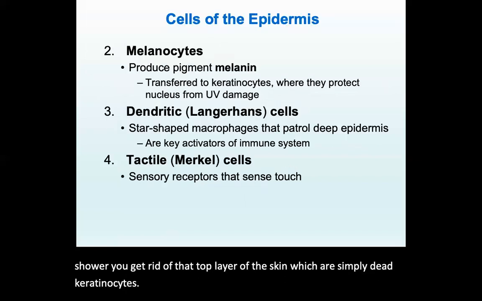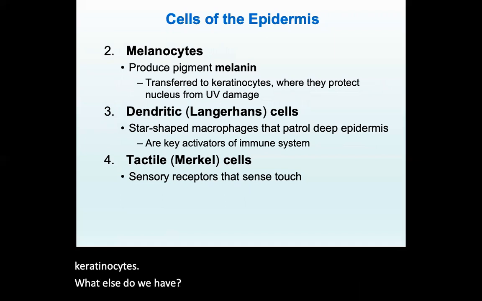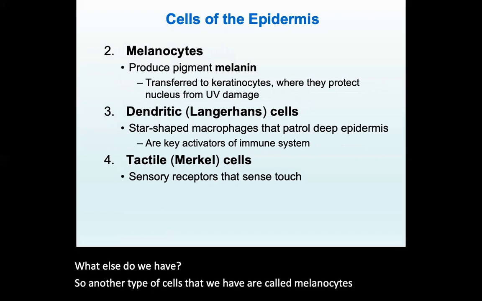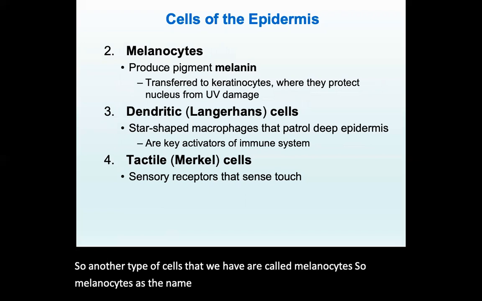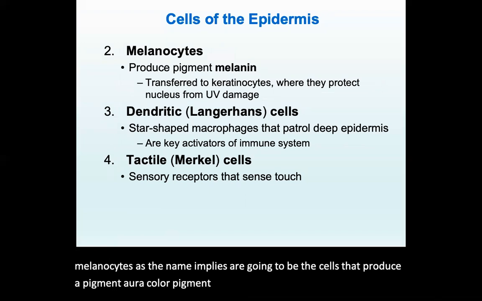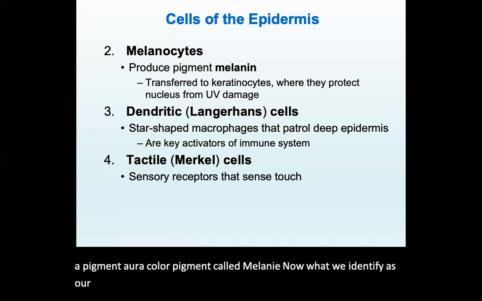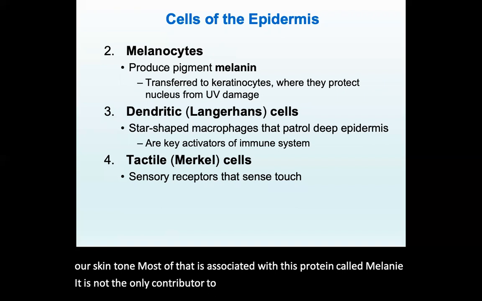What else do we have? Another type of cells that we have are called melanocytes. Melanocytes, as the name implies, are the cells that produce a color pigment called melanin. What we identify as our skin tone, most of that is associated with this protein called melanin. It is not the only contributor to our skin tone, but it is one of the most important ones.